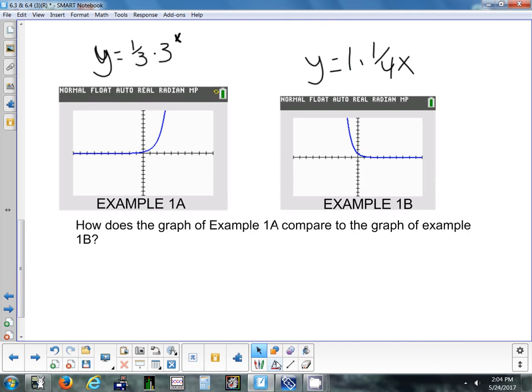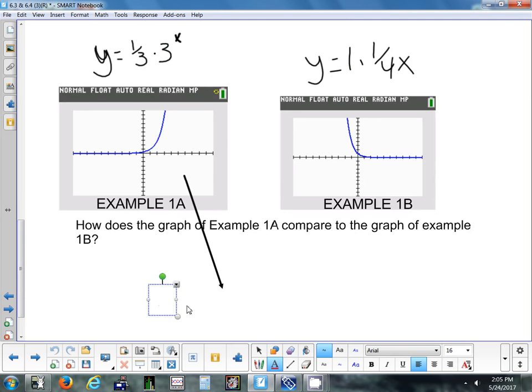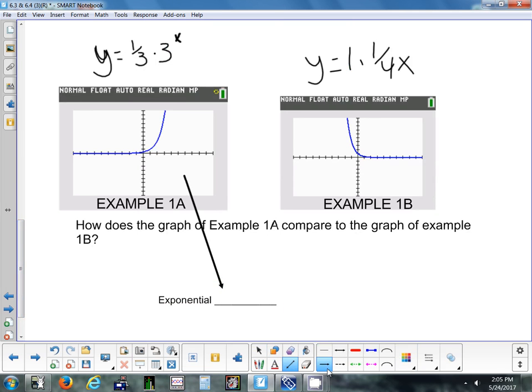Antonio? One's positive and one's negative. Which one's positive, Antonio? The example, 1A and 1B? 1A. Right? 1A is going up in a positive direction, up towards the positive numbers that have a greater value. What about the one on the left? It's going up in a negative direction. What did we talk about yesterday when it goes up? It's called exponential what? Good. This is an example of exponential growth. It's going up to the right.